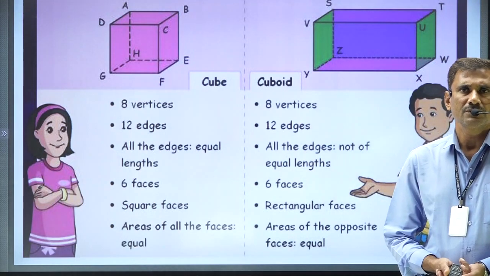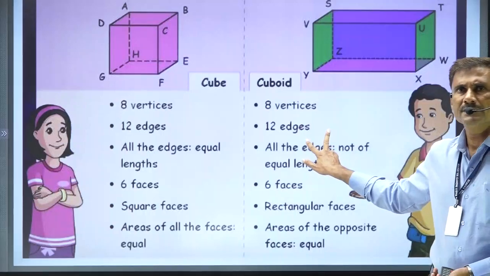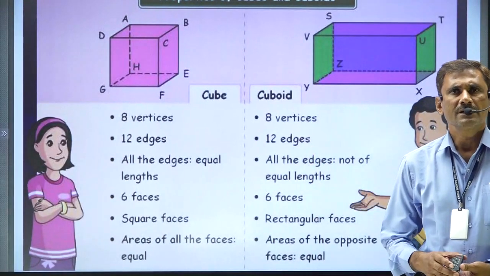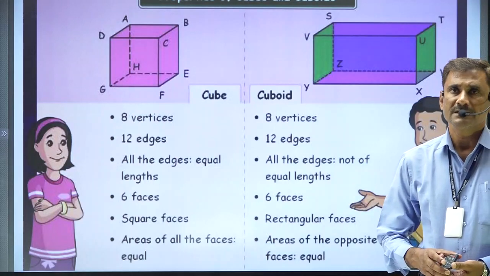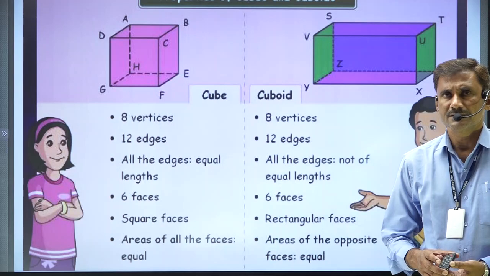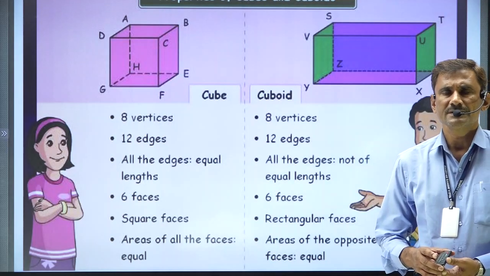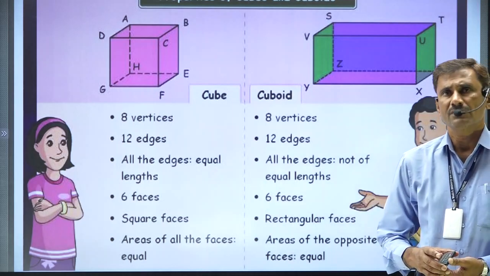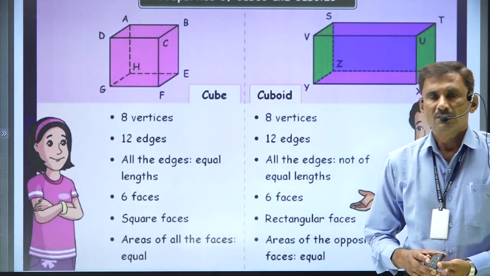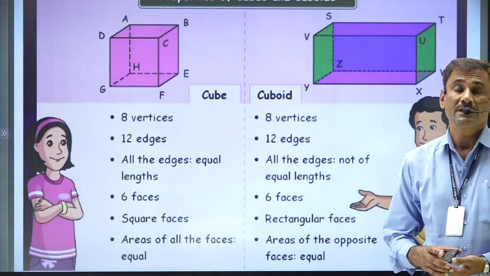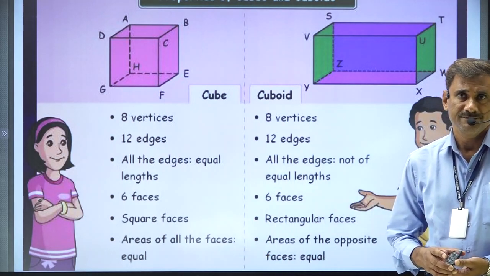Now, in the same way, look at the cuboid also. You can see the cuboid here. Again 8 vertices are there, 12 edges are there. All the edges are not of equal lengths. Obviously, the edges, meaning length, width and height, are not equal. Then there are 6 faces just like the cube, but rectangular faces are here, not square.